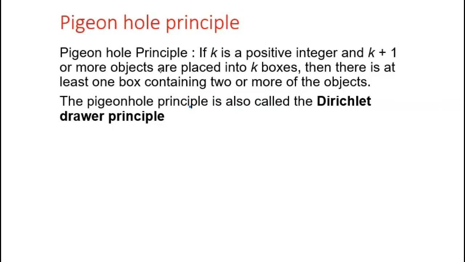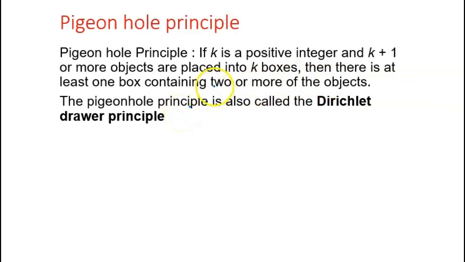So let's start. First of all, what is the statement of the pigeonhole principle? It says that if k is a positive integer, and suppose k plus 1 or more objects are placed into k boxes, then there is at least one box containing two or more of the objects.